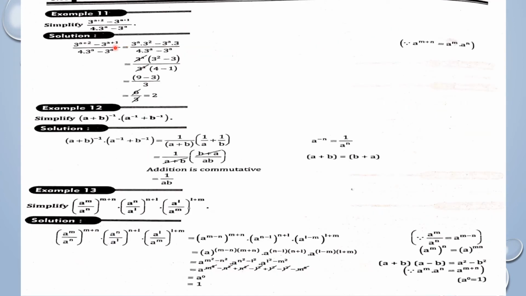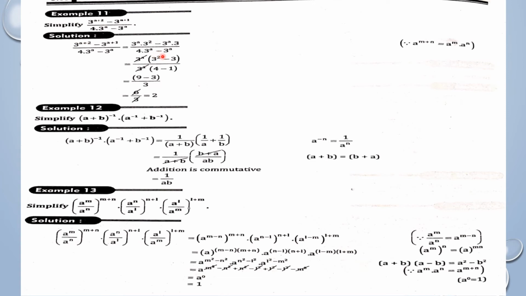3 to the power n plus 2 minus 3 to the power n plus 1, divided by 4 into 3 power n minus 3 power n. So a to the power m plus n can be written as a to the power m into a to the power n. So this can be written as 3 to the power n into 3 square minus 3 power n into 3 to the power 1. It's nothing but 3 itself.